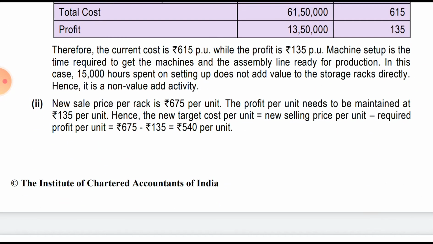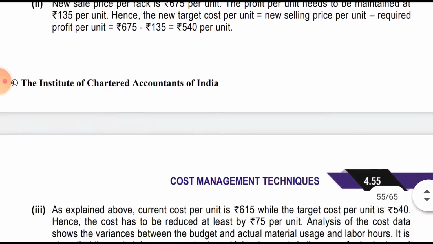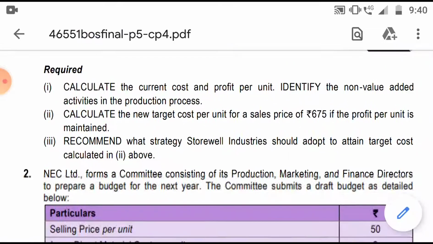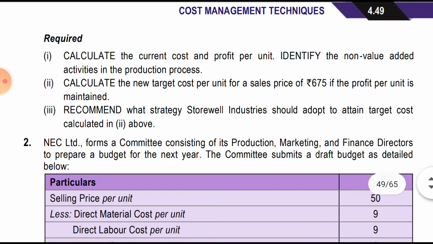The same thing they have given over here. Second part: the new selling price of the rack is 675 per unit, and the profit per unit needs to be maintained at 135. Hence the new target cost per unit will be the selling price minus the required profit, 675 minus 135, which is 540 per unit. And the third part they have asked is to recommend the strategy that Storewell should adopt to attain the target cost calculated in part 2.